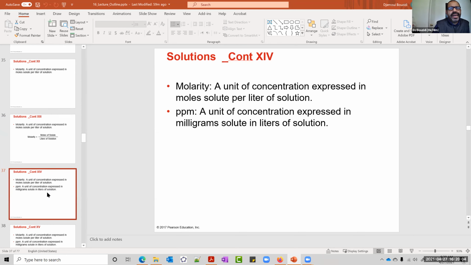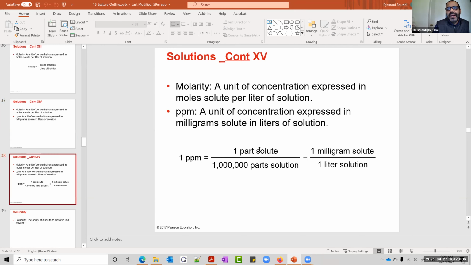So in this case, what we're saying is how many parts of a solute you have for 1 million parts of a solution. So that's another way of expressing it, usually for when the concentration is so sensitive to small variations, where the molarity becomes too big. Then in this case, we use the ppm, parts per million. Okay. So that is also another way of expressing it.